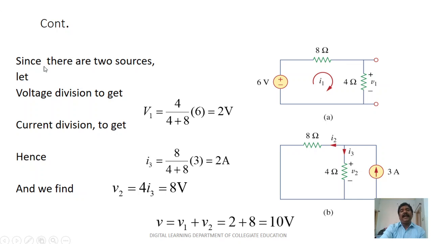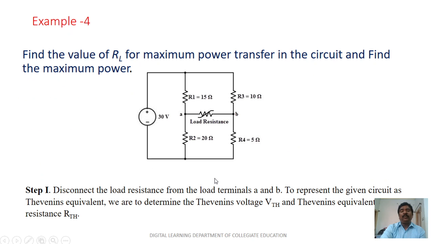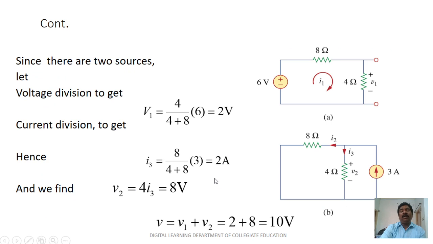Like this, we can take any type of problem using the superposition theorem and you can solve for the different branch currents, or it may be branch voltages. So the sum of the voltages, everything, in the superposition theorem.